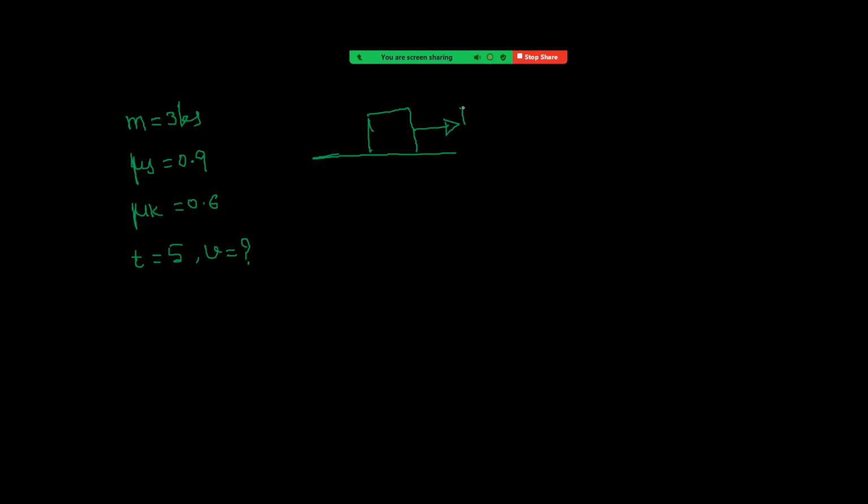So first write down: mass given 3 kg, mu s is 0.9, mu k value 0.6. Now at t equal to 5 seconds, what is the velocity? The condition is starting from rest. We are applying force horizontally. The condition given is that the minimum horizontal force is applied to move the block.